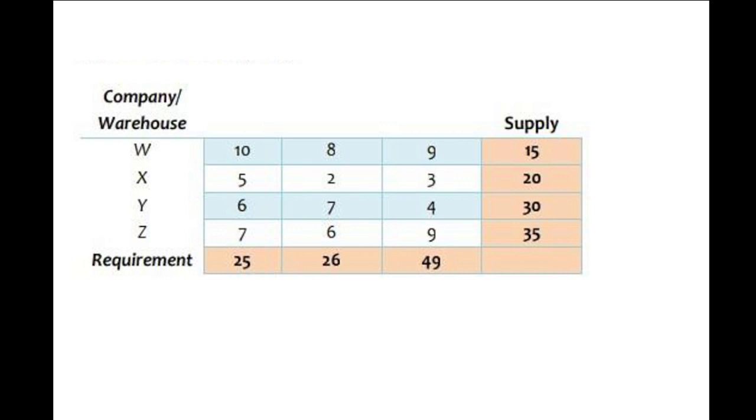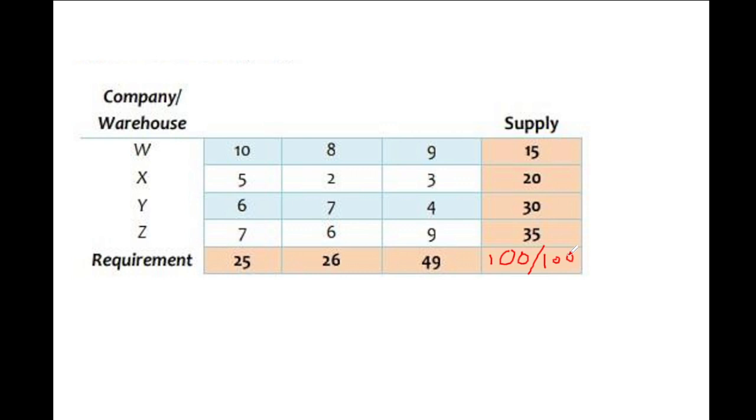step would be to check whether this transportation matrix is balanced or not. So you do the totaling of this requirement, that is the demand part. So 25 plus 26 plus 49, that comes out to 100. And the supply is also 100. So since demand and supply both are the same, you can say that it is a balanced one. Now we can proceed forward without any worry.